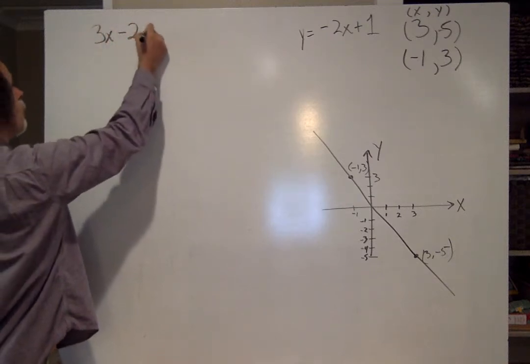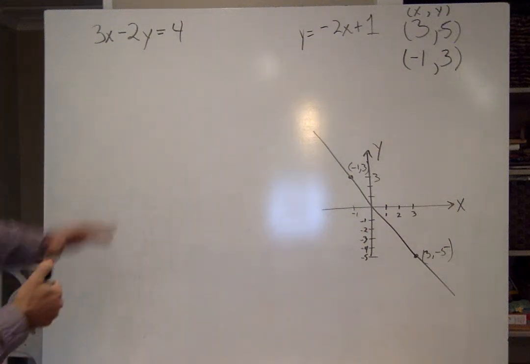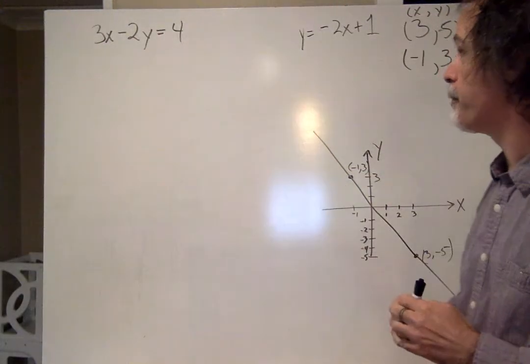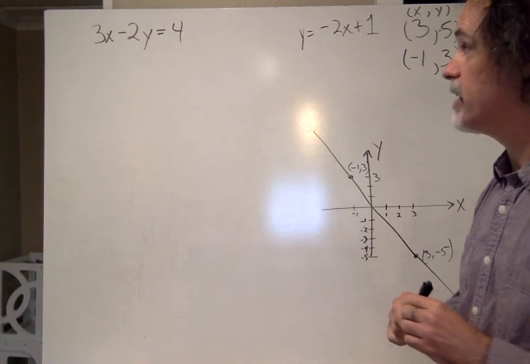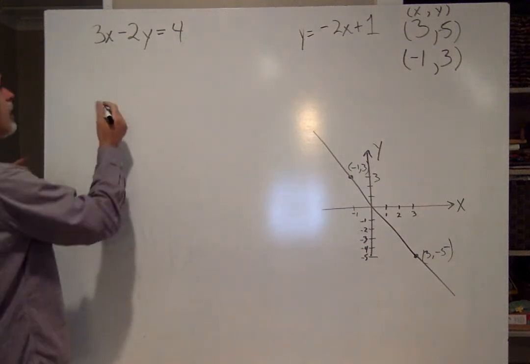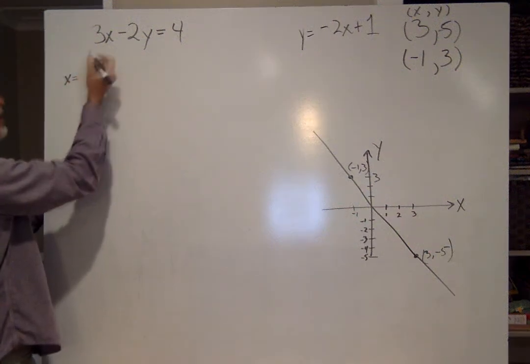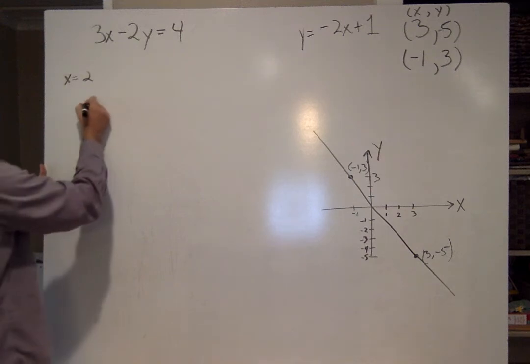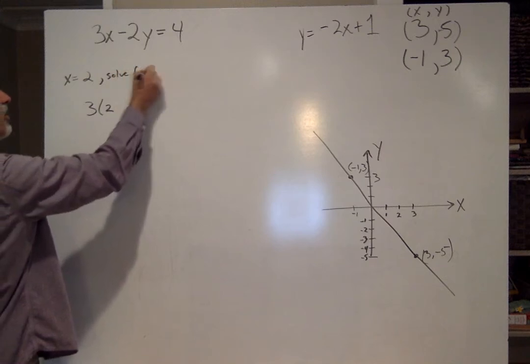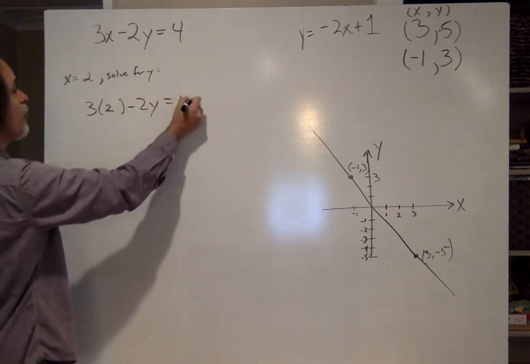3x minus 2y equals 4. Again, this has just got x's and y's, no squares, no square roots, nothing. So its graph is going to be a line. So I need to get 2 points. Here's the problem. If I choose an x, let's say x equals, I don't know, 2, fine. So then I get 3 times 2. I have to solve for y. 3 times 2 minus 2y equals 4.